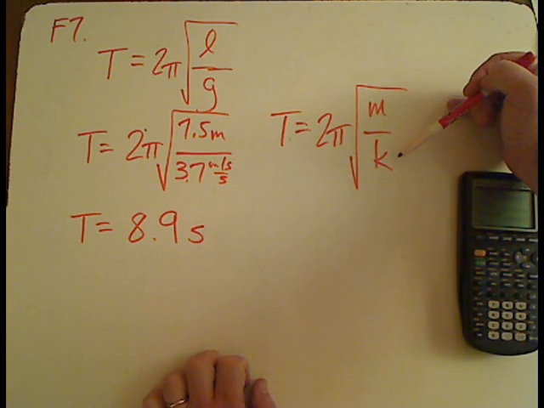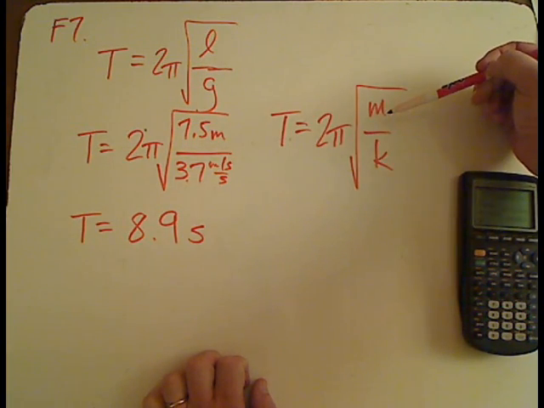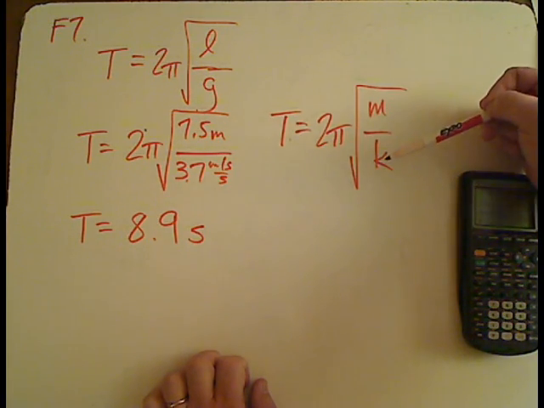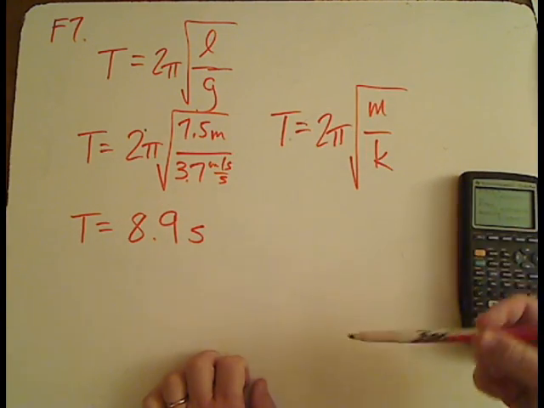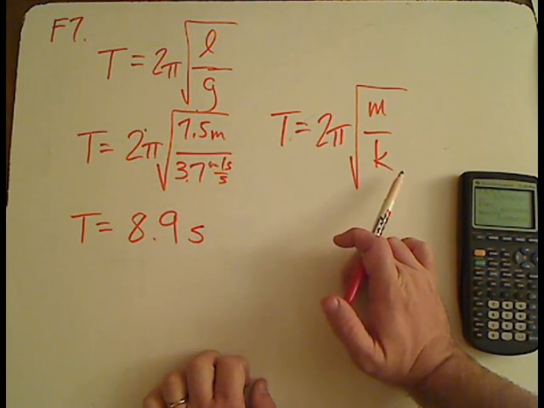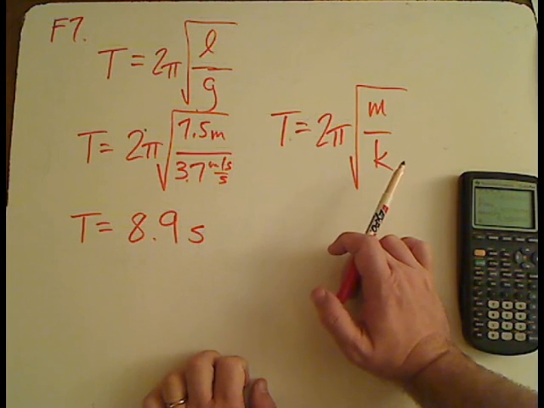Well, do any of these change when you go to the moon or Mars or Jupiter or a different planet? None of them. All three of them stay the same. The period, the mass, the spring constant, they all stay the same. So the period of the mass on a spring is going to be the same no matter where you are. And we're going to find that interesting.